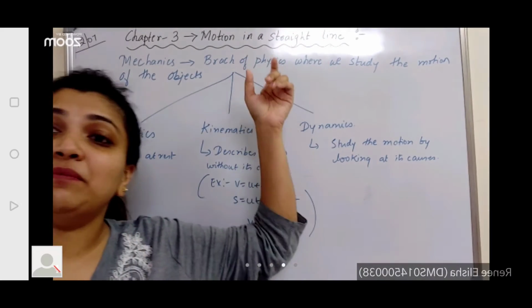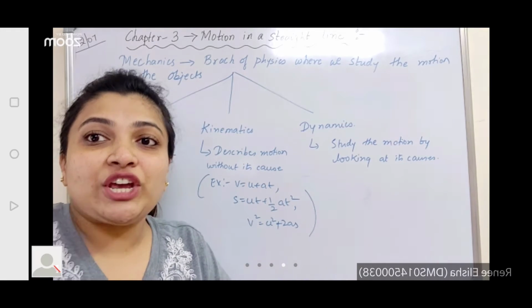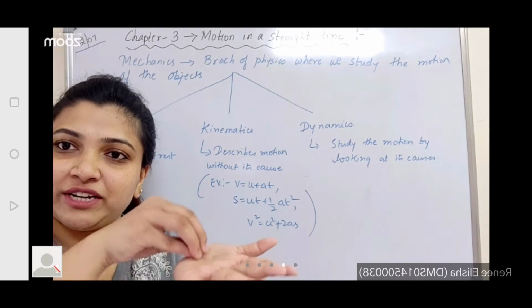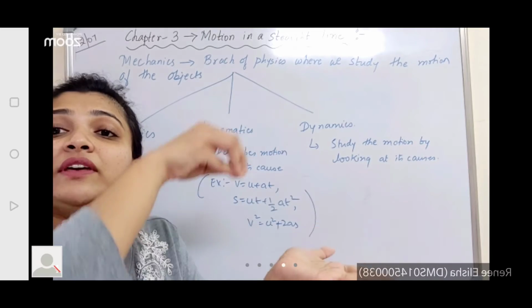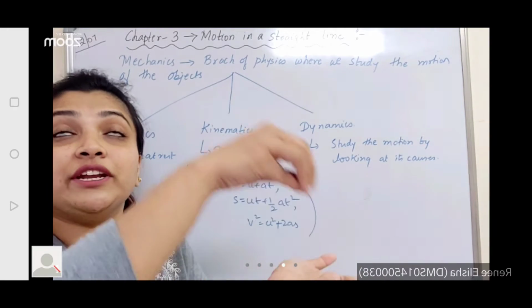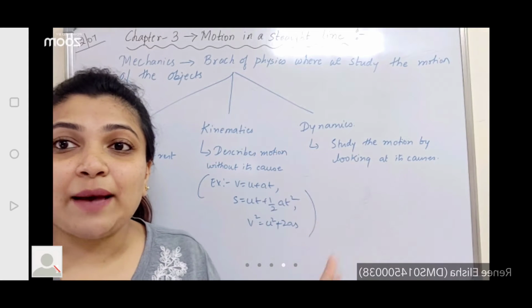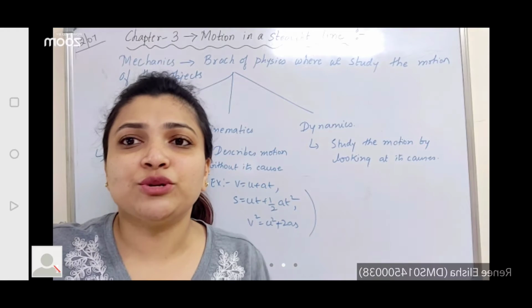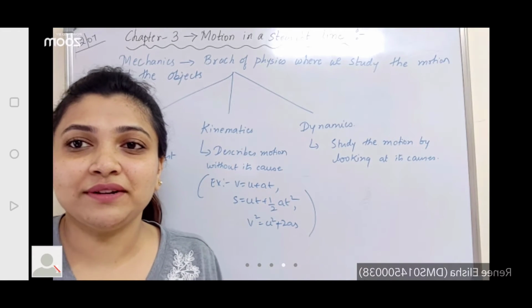Now, what do you mean by motion? Whenever an object is changing its position with respect to time, right? Now, if an object is changing its position continuously with respect to time, then I call that the object is in motion, right? So, can somebody give me examples of motion? There are various examples that we come across, right? So can someone give me a few main examples of motion?